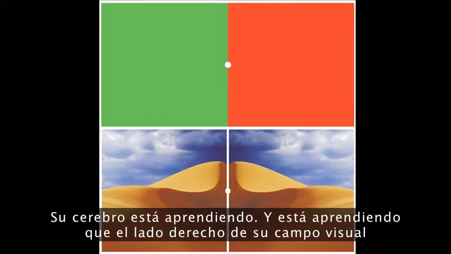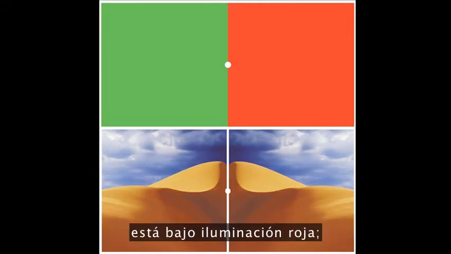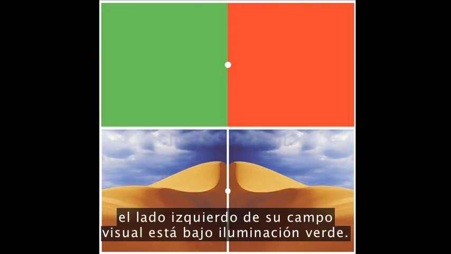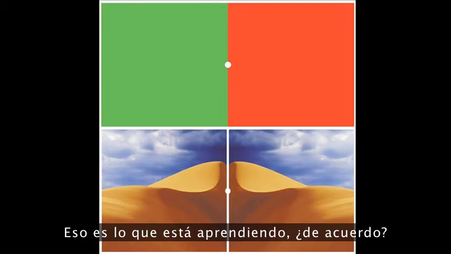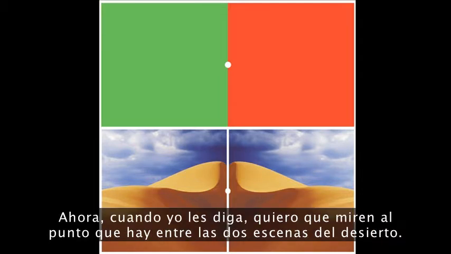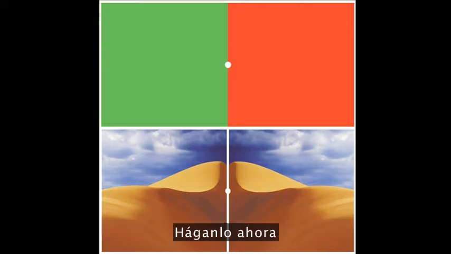Your brain is learning, and it's learning that the right side of its visual field is under red illumination. The left side of its visual field is under green illumination. That's what it's learning. Okay? Now, when I tell you, I want you to look at the dot between the two desert scenes. So why don't you do that now?